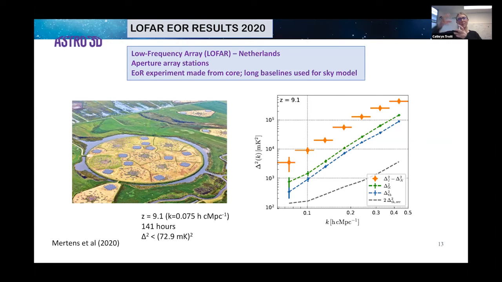MWA is adding one piece of the puzzle, LOFAR is adding a different piece of the puzzle. And so this is a really nice story internationally as for how we're pushing this field forward.